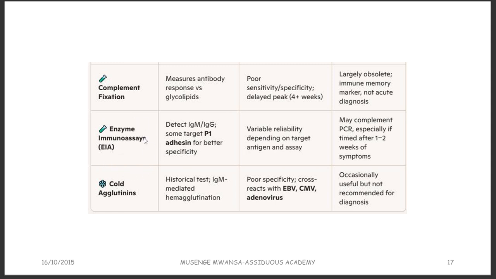Enzyme immunoassay can also be done, supposed to be ELISA, to detect the IgM and the IgG. Some will be able to detect what we call the P1 adhesin for better specificity, okay, the ELISA. And then you can also have the cold agglutinin. This is a serological test. It's IgM mediated. There's going to be agglutination, clumping together of blood.